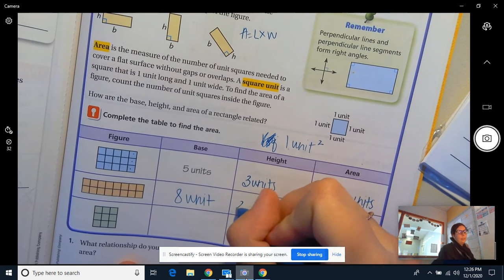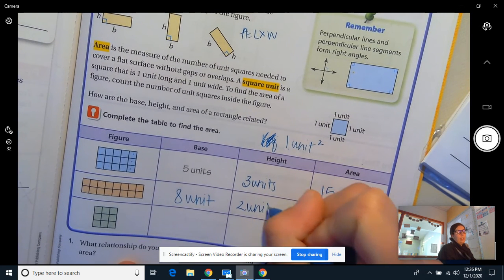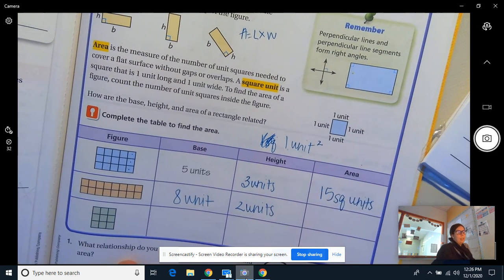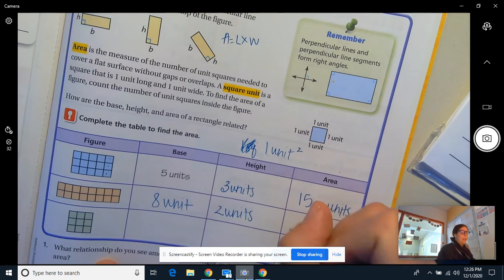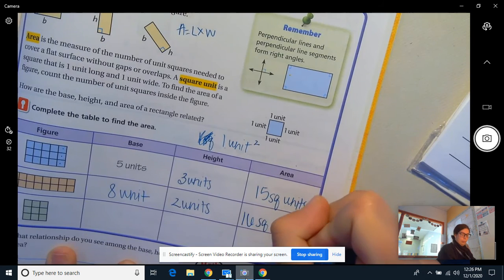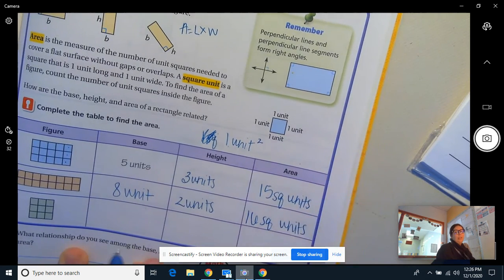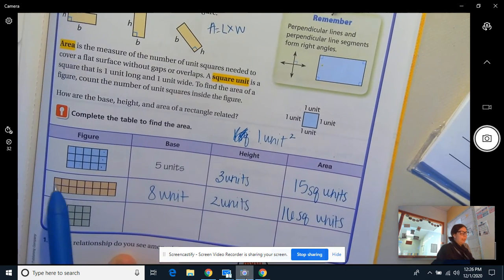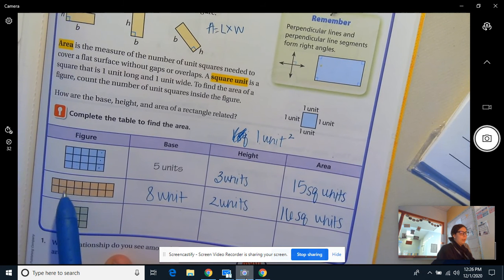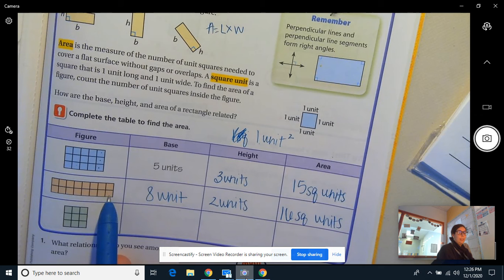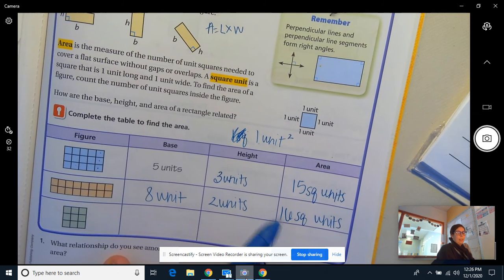2 units. Axel, can you tell me what 2 times 8 is? 16. 16 square units. But let's count our shape and see. We should have 16 boxes in this shape. 1, 2, 3, 4, 5, 6, 7, 8, 9, 10, 11, 12, 13, 14, 15, 16. So yes, we have 16.